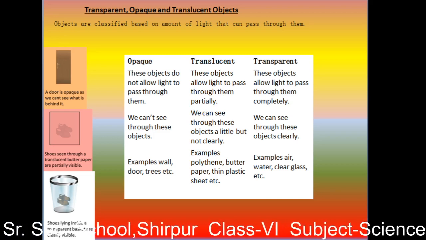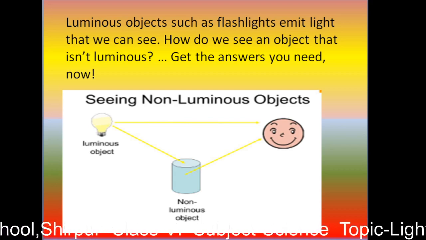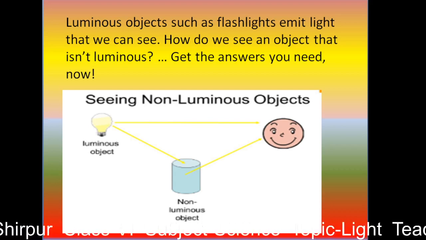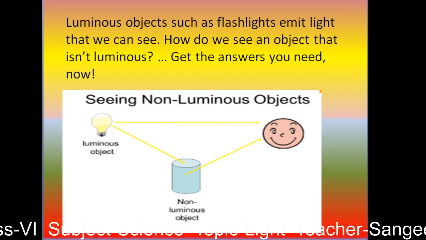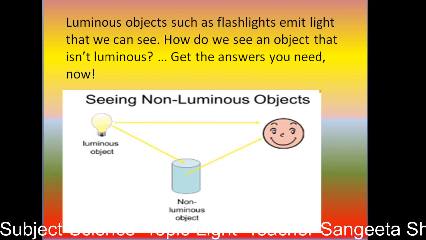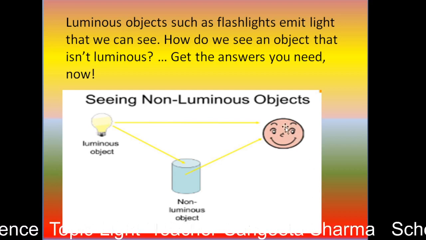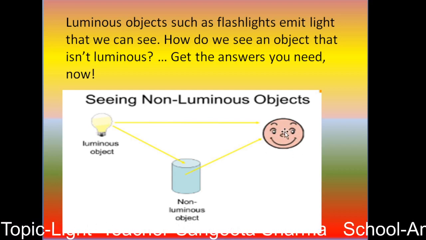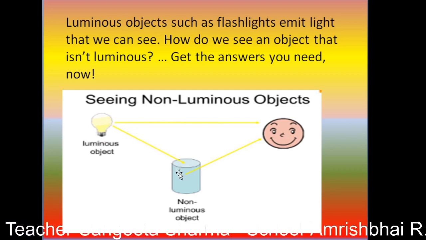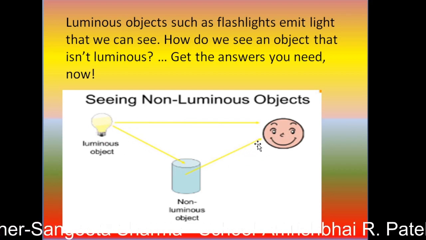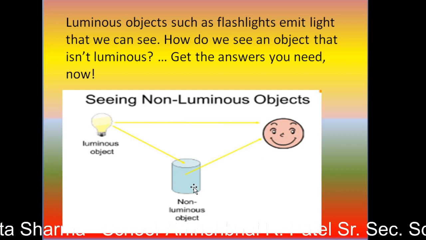Now next we have to understand luminous objects and non-luminous objects. Definition we have already studied. Luminous objects such as flashlights emit light that we can see. But how do we see an object that is not luminous? In the picture you can see this is where you are and there is a luminous object. When the light falls on this non-luminous object and is reflected by it, it reaches your eyes, and that's why you can see these objects.